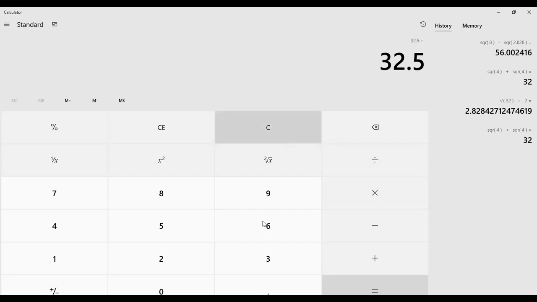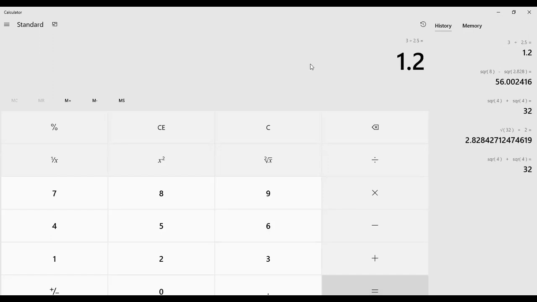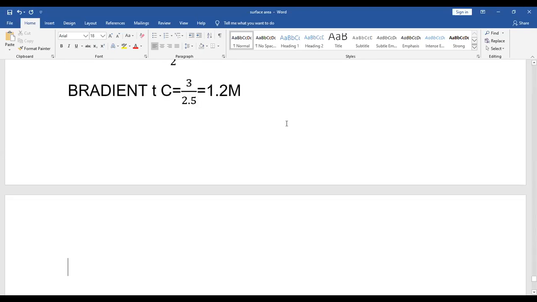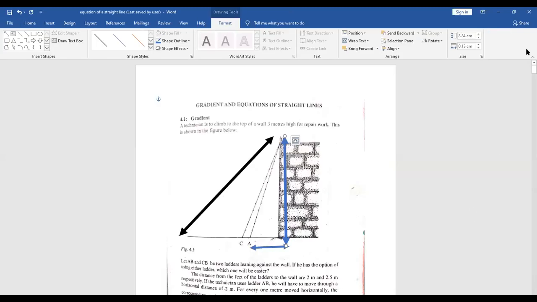No, this is 3 divided by 2.5, and the answer is 1.2. So the answer is 1.2 meters here. That is the gradient. 1.2 meters. So this is how we can calculate the gradient. Let's very quickly go to our second example.